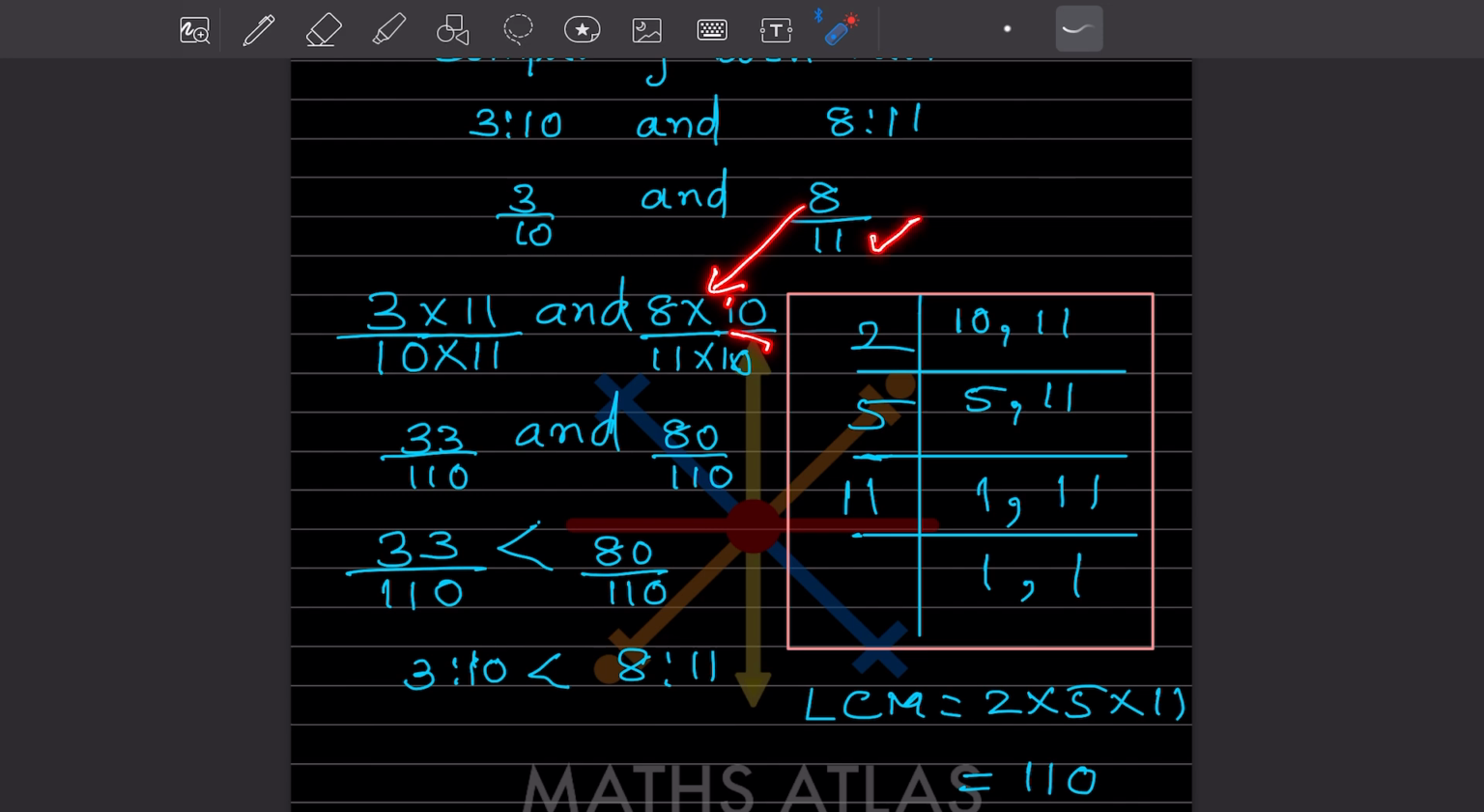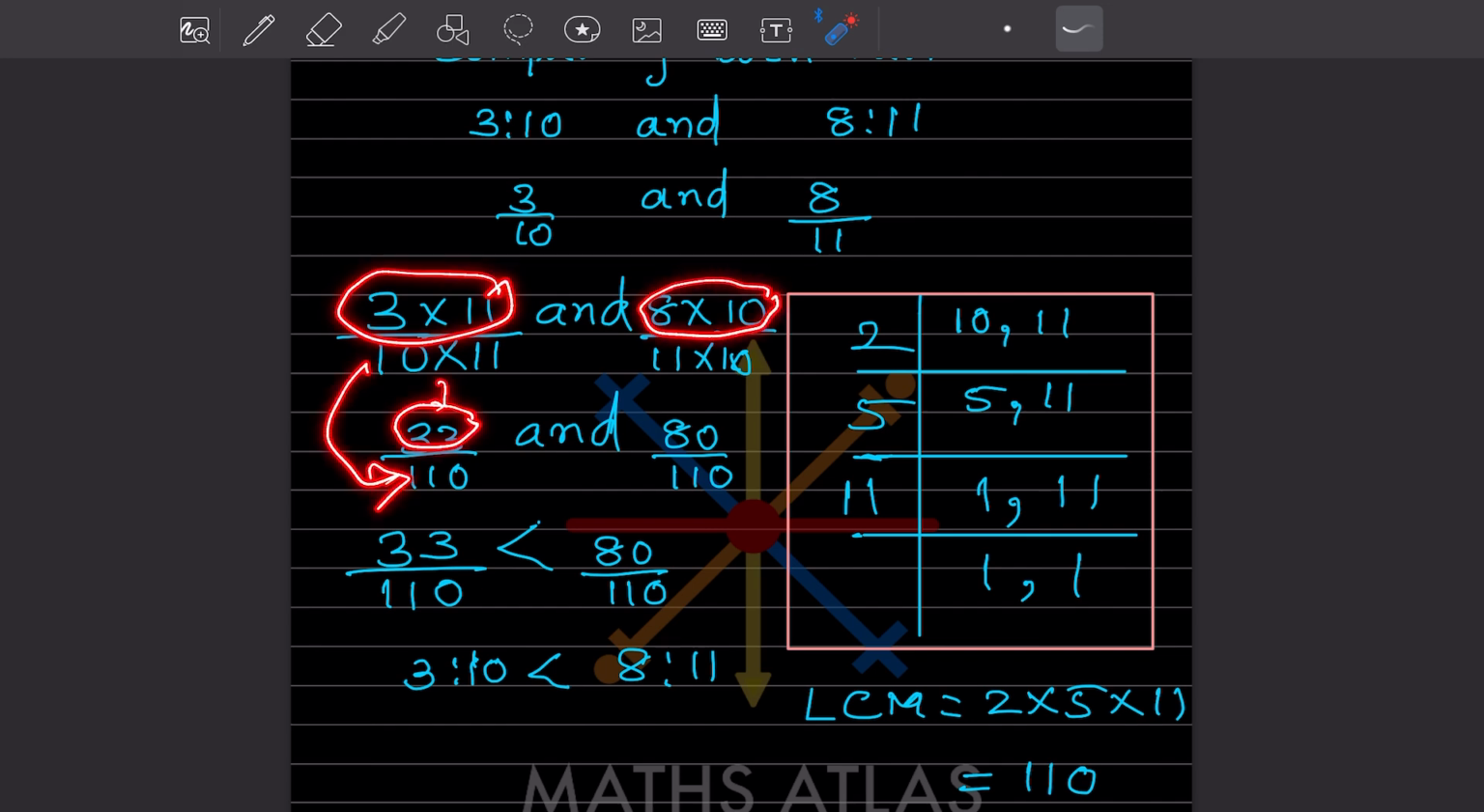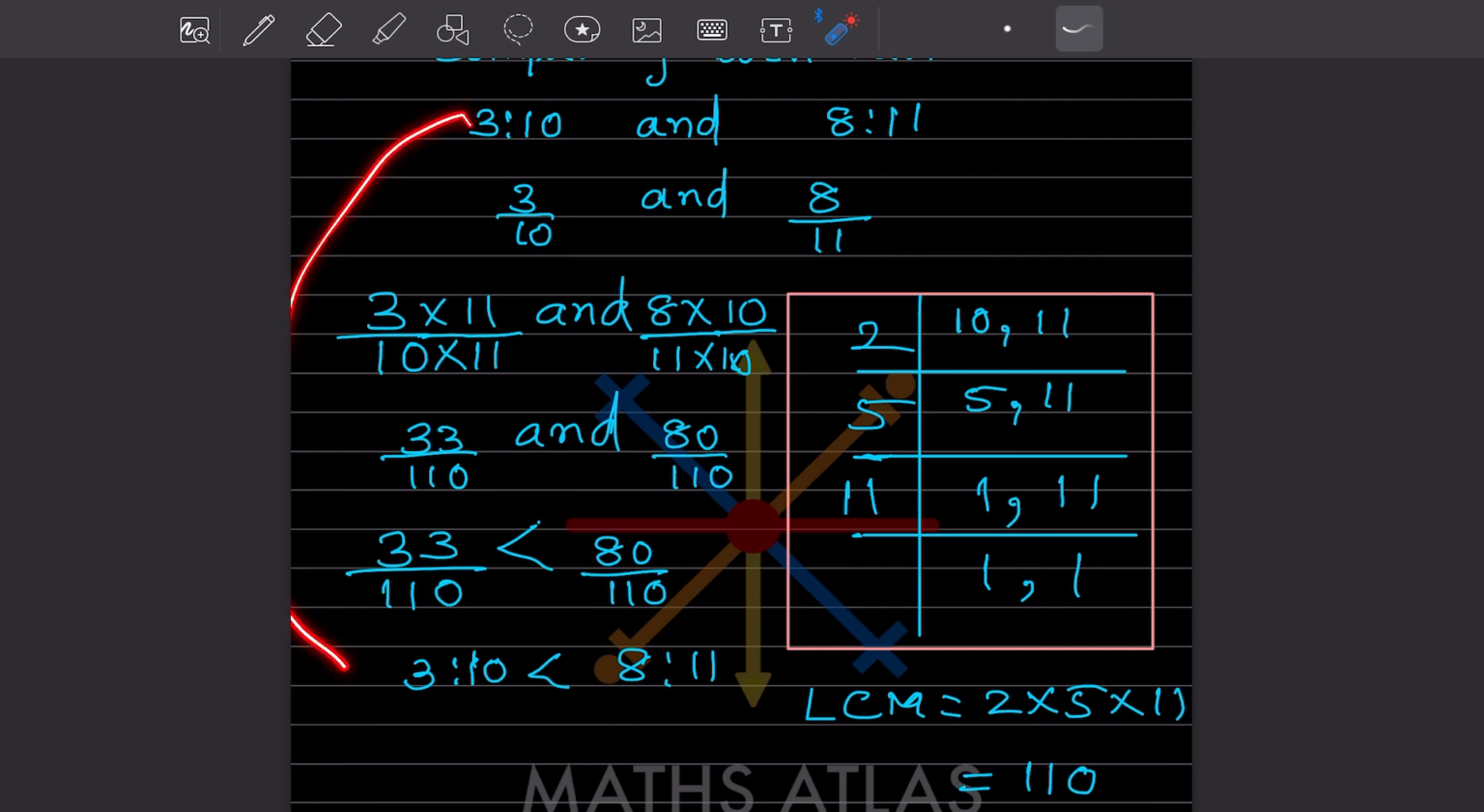Look at the denominator, it is 11, so 11 tens are 110. Since you have multiplied this by 10, this also should be multiplied by 10. So now let us see here, 3 11s are 33 and this is 110. 8 tens are 80 and this is 110. So now what will that be? 33 divided by 110, and you have to compare this to the other, right? 80 is bigger, because 80 is the bigger number. So we want in the ratio, what is this one? This is nothing but this, right? And this is this one. So you are going to write down the ratio.